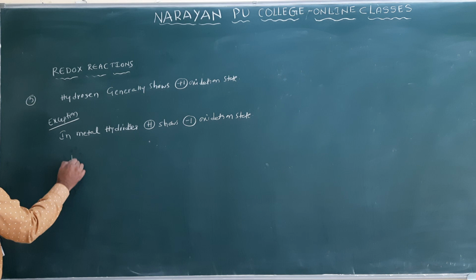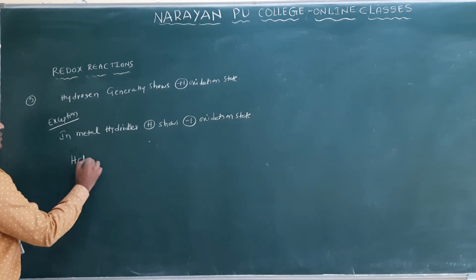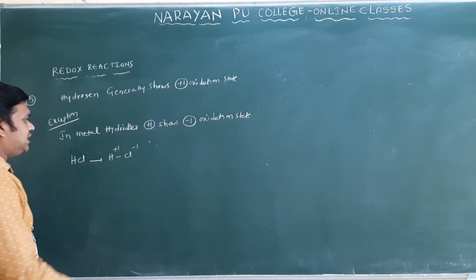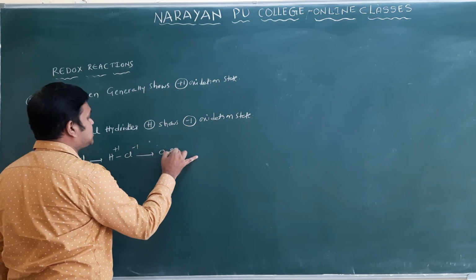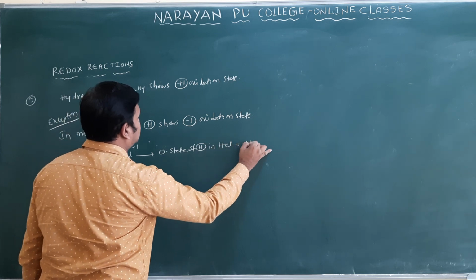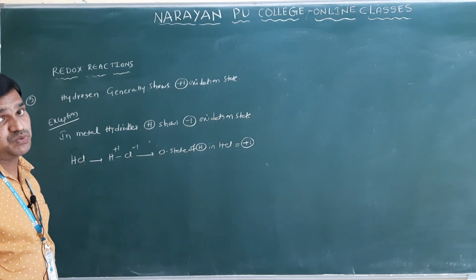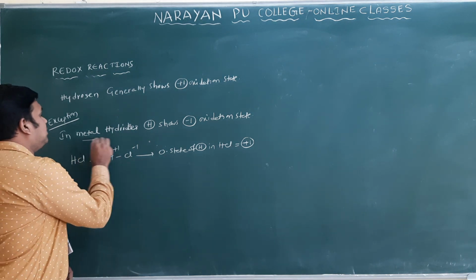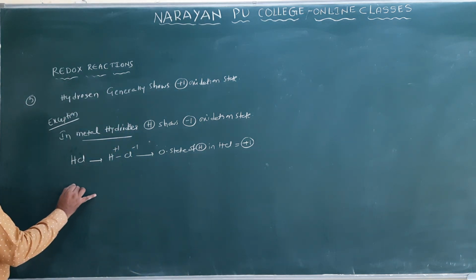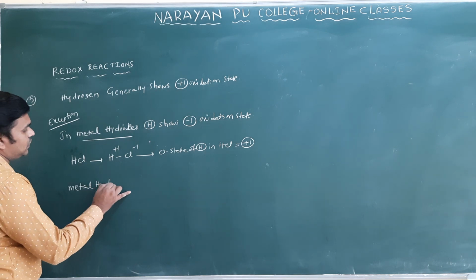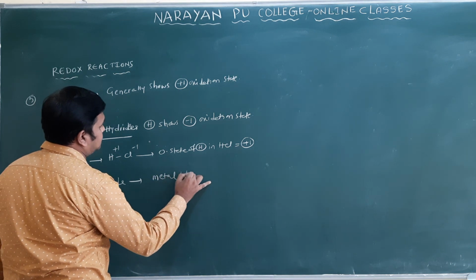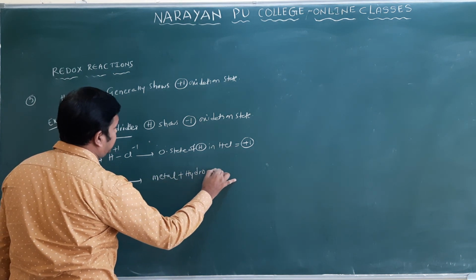If we take HCl, in this HCl we can say H is +1 and Cl is -1 only. Here, what is the oxidation state of hydrogen? The oxidation state of hydrogen in HCl is equal to what I will write here? I will write +1 only. But if you come to the metal hydrides, hydrogen shows what oxidation state? -1 oxidation state. Metal hydride means it is composed of metal plus hydrogen.